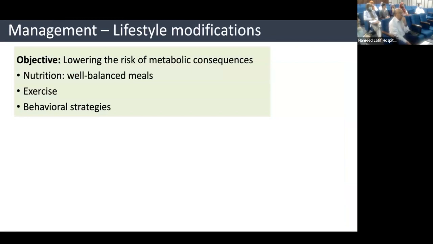Management. Lifestyle modifications. The objective of lifestyle modification is lowering the risk of metabolic consequences, by which you mean that you help them control their weight and also look after their blood pressure, etc. So nutrition, well-balanced, means exercise and behavioral strategies. These are important and they would require time and discussion with them, because behavioral strategies will also help them achieve their nutritional and exercise targets.